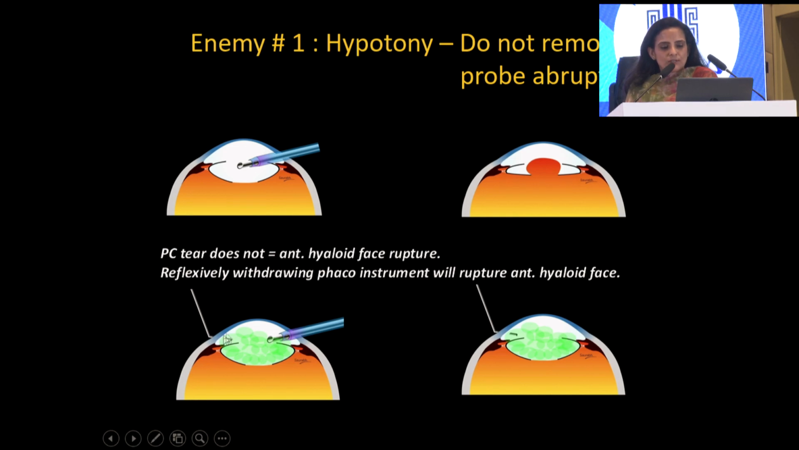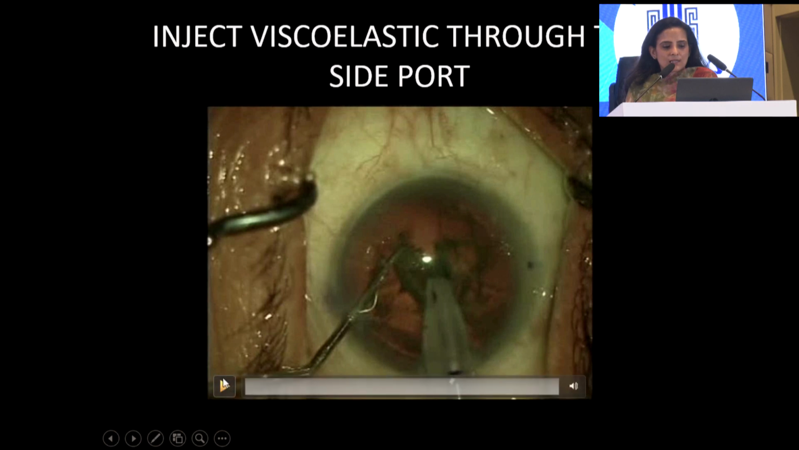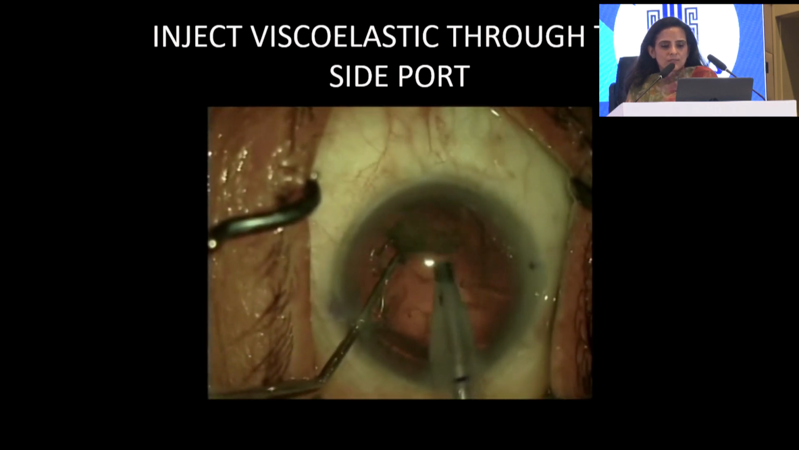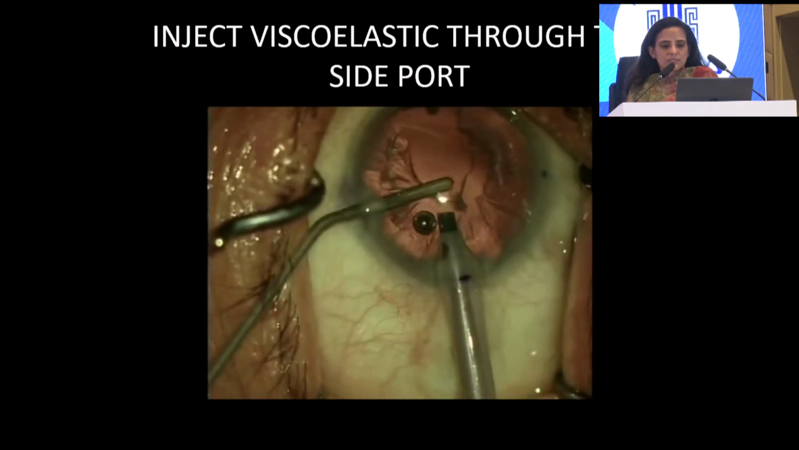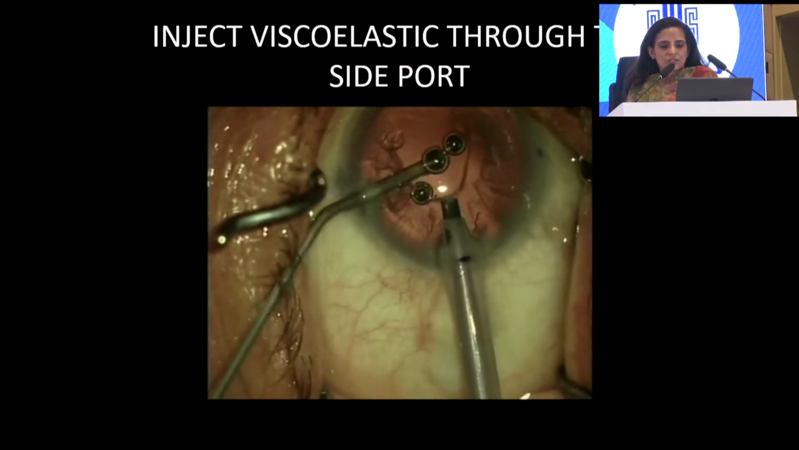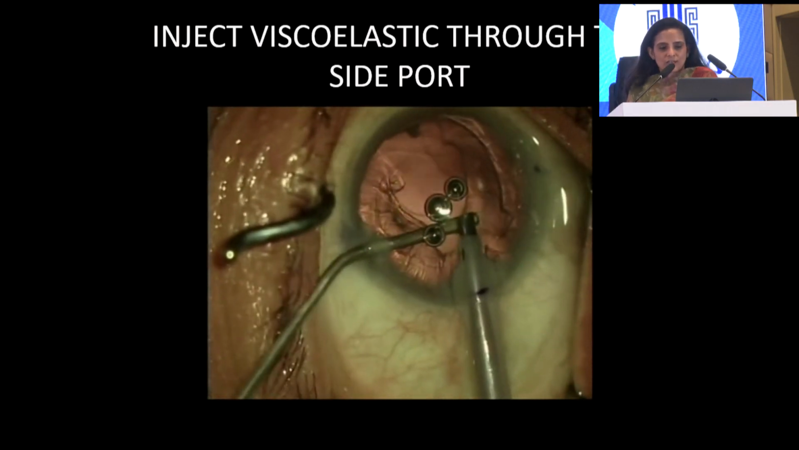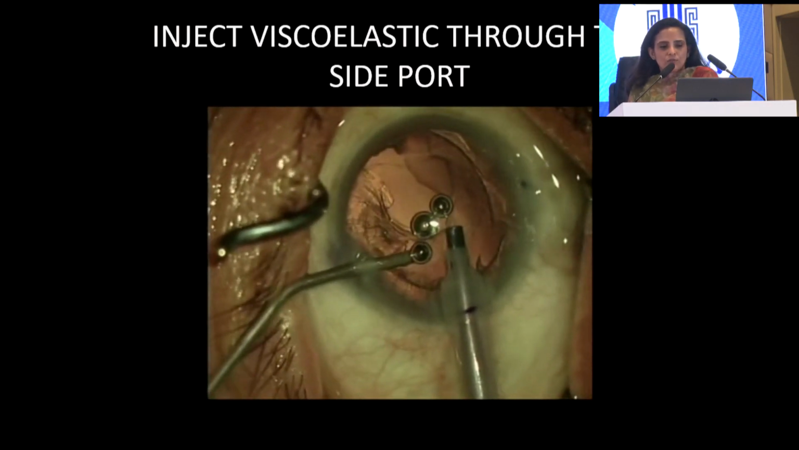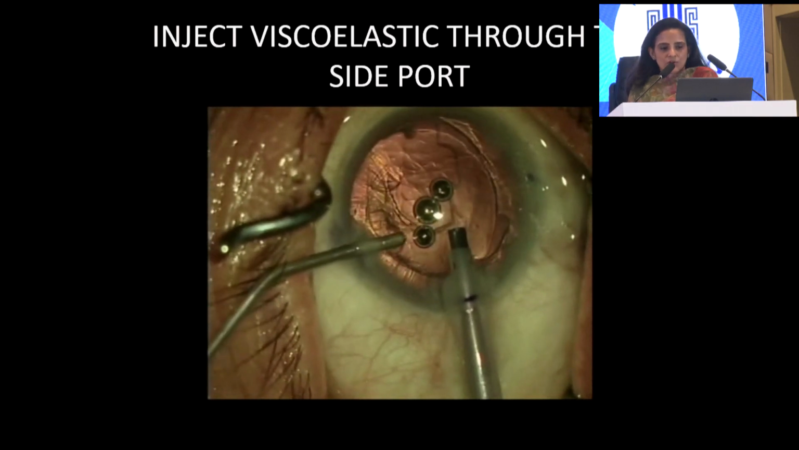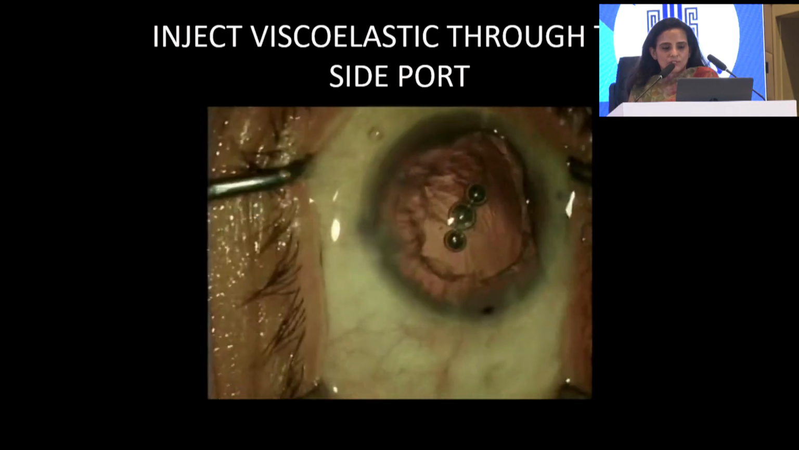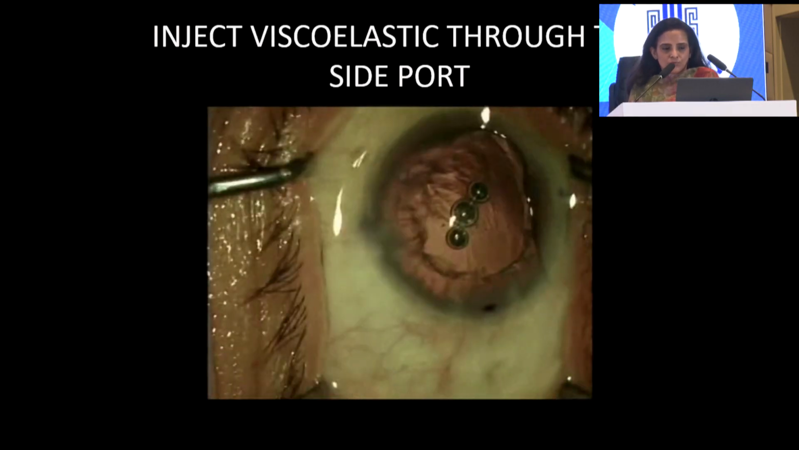Instead, you should put in a viscoelastic and then gradually remove your phaco instrument, as I'll be showing in this video. So here you see there's a PCT which is quite apparent. So the surgeon does not withdraw the phacoprobe. You go to the side port and you inject a viscoelastic. This way your vitreous face is stable, the vitreous does not come forward, and only after you've pressurized the anterior chamber with viscoelastic do you withdraw your phacoprobe. So that is the number one point whenever you have a PCT.